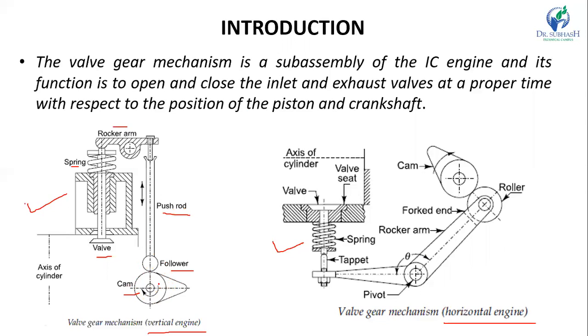When this cam rotates in this direction, at the time when this portion comes in contact with this follower, it will push this push rod in the upward direction. When it goes in the upward direction, the right portion of this rocker arm goes upward, and simultaneously the left portion of the rocker arm goes downward.